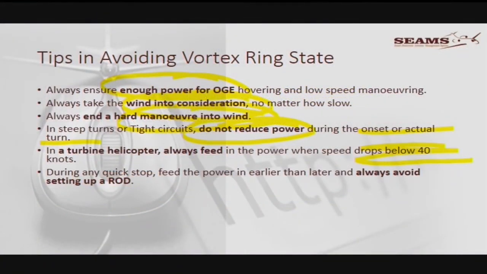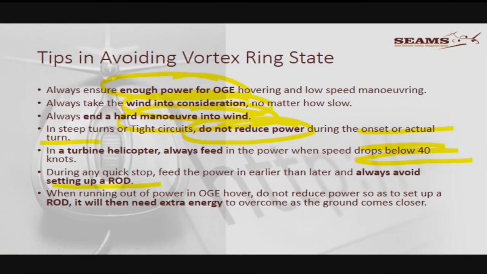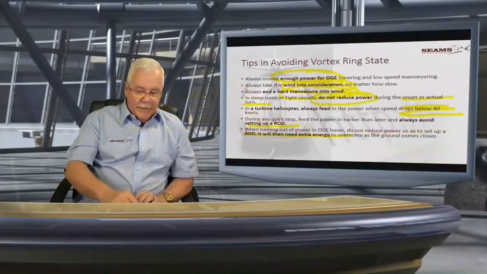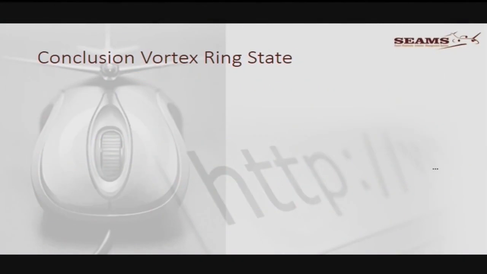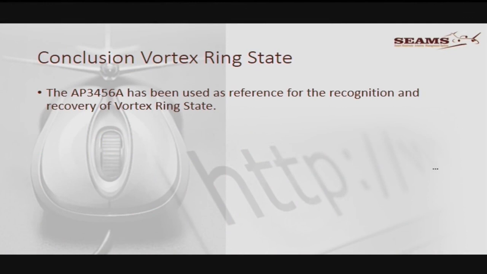Always avoid setting up a rate of descent. We've talked about that: when running out of power, do not reduce power so as to set up a rate of descent. That will need extra power. Now it comes on to the same things, don't do that. Okay, that was the wrong knob, and there, get airspeed. That is the primary conclusion of vortex ring state.